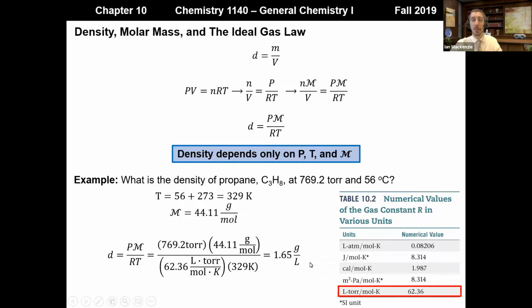Now, it's very important that we keep track of our units here. The density that falls out of this has units of grams per liter. We're more familiar with density in terms of grams per milliliter or grams per centimeter cubed. So we may want to convert this value from grams per liter to grams per milliliter. I can do that simply by converting the liters to milliliters. And I come out with a density for propane of 0.00165 grams per milliliter.